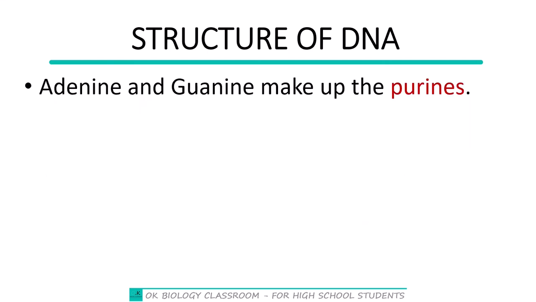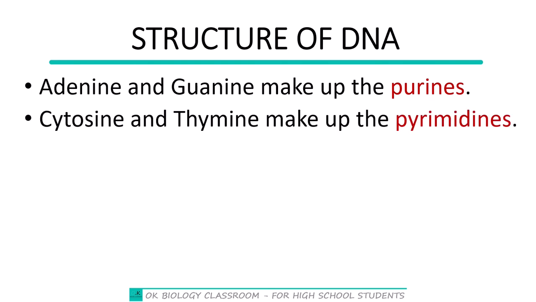Okay, as additional information for you, remember that the nitrogenous bases are of 2 different groups. We have one group called the purines, and purines are made up of the adenine and guanine. And then we have another group called the pyrimidines. The pyrimidines are made up of the cytosine and thymine. So let's note this point also in addition. Adenine and guanine make up the purines, cytosine and thymine make up the pyrimidines.